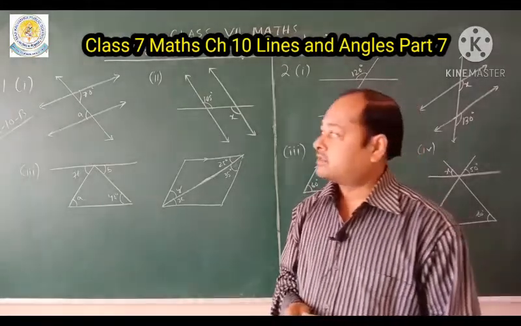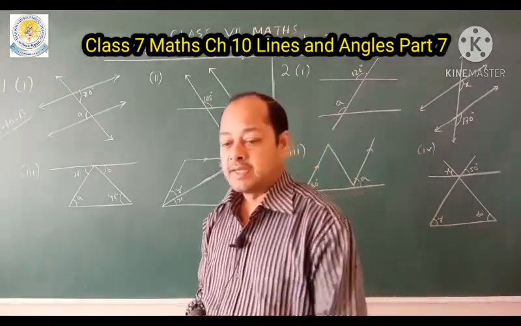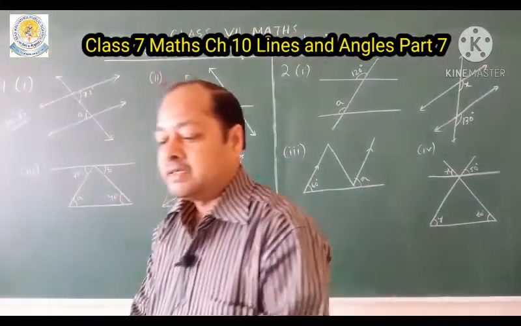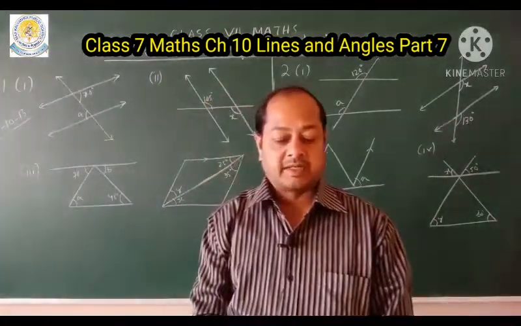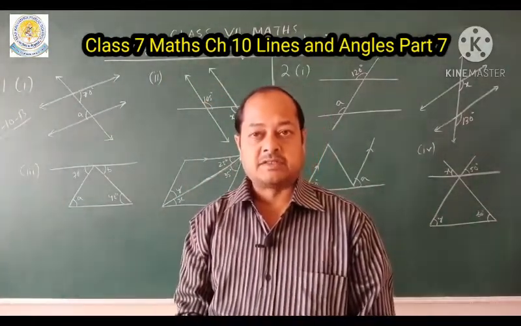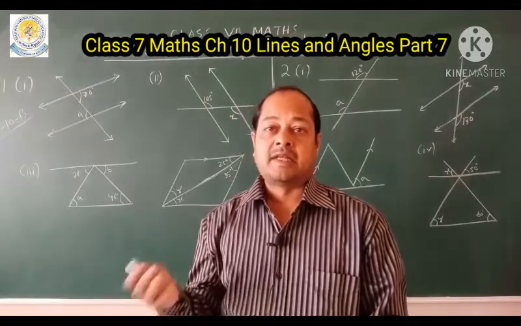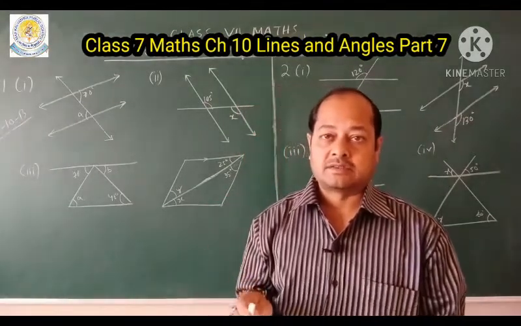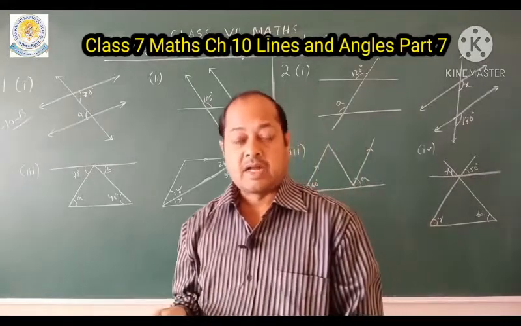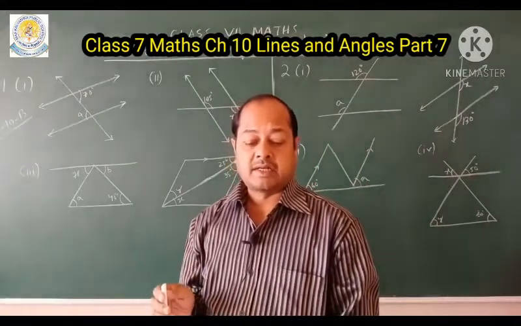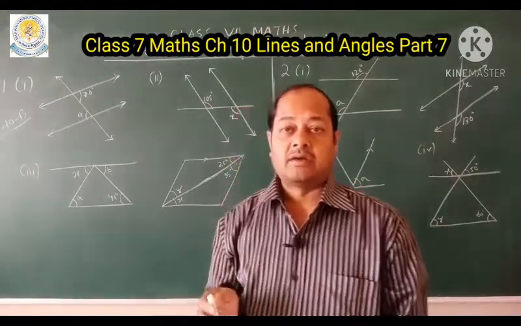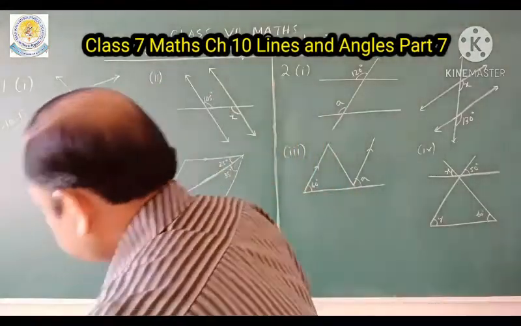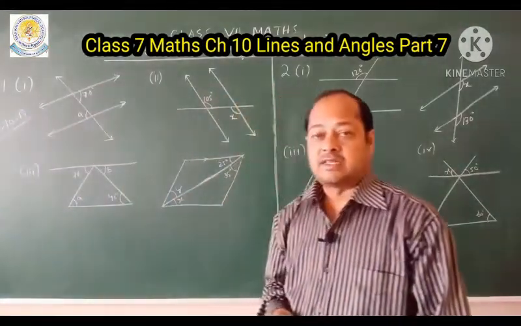Okay, so look at the first question. What does it say? It says to find each one of the lettered angles in the given regions. You have to give the answer with a reason, so why this answer is there. Type 1 is based on alternate angles. I already told what alternate angles are, but again I am explaining what alternate angles are.